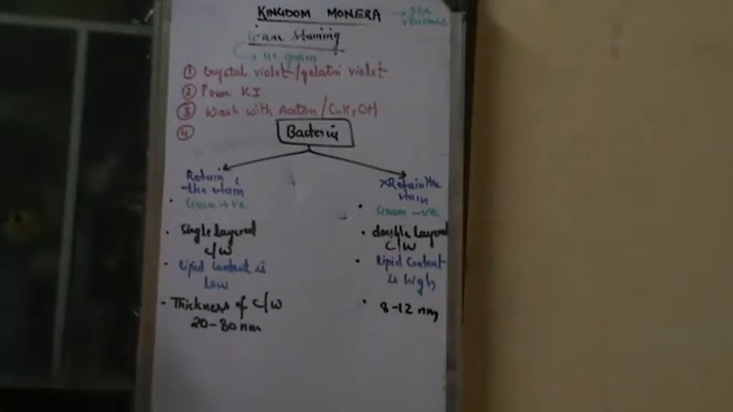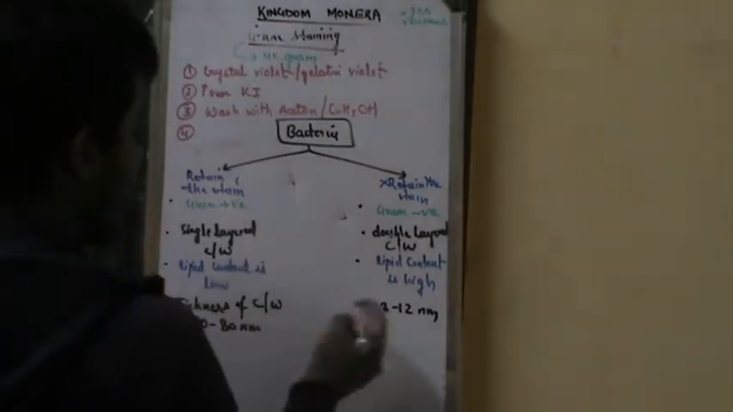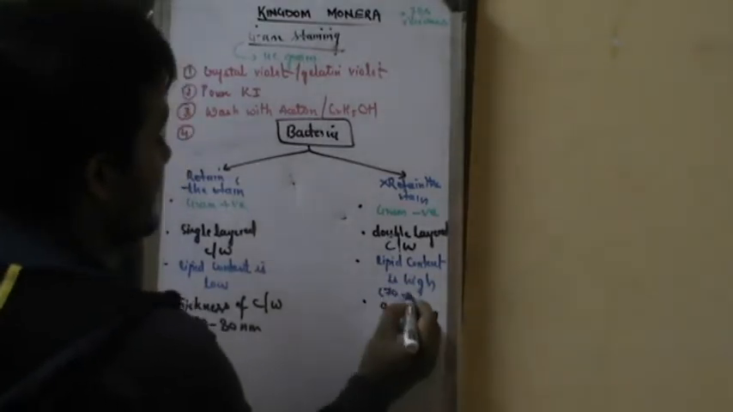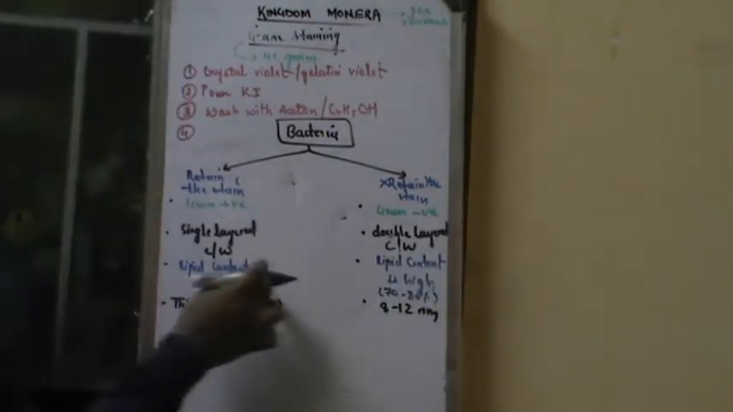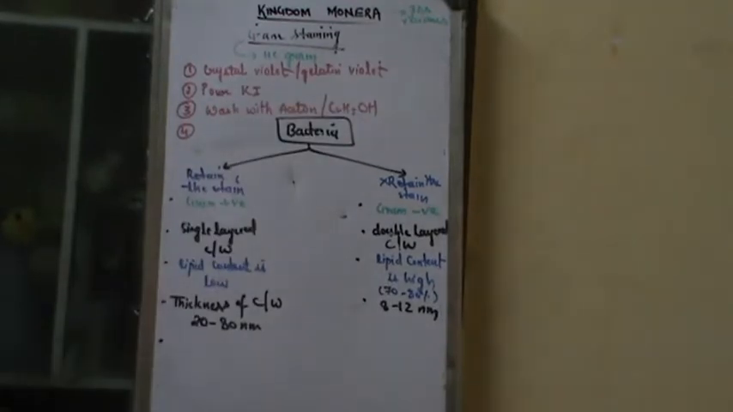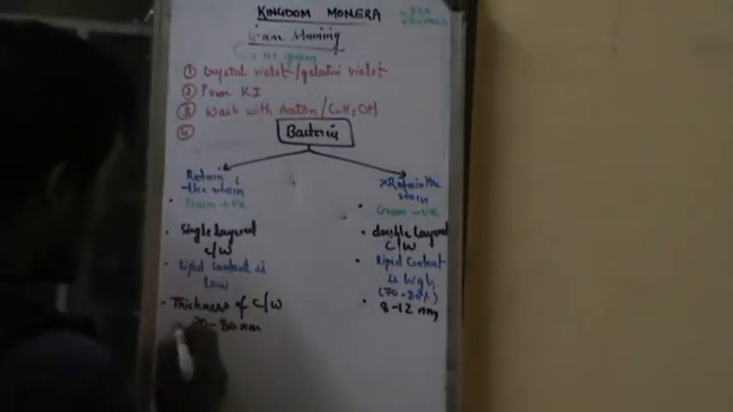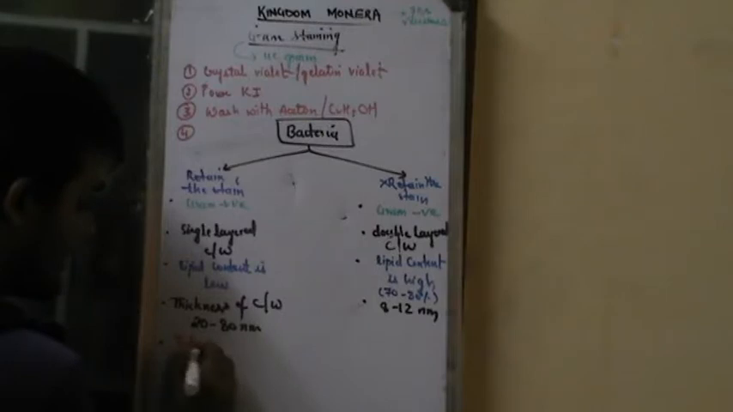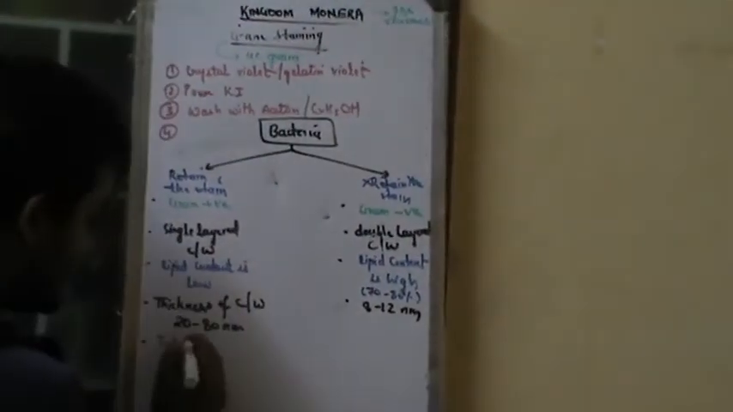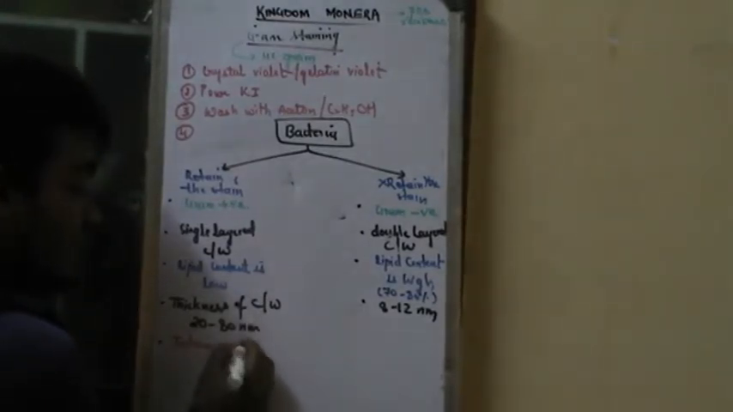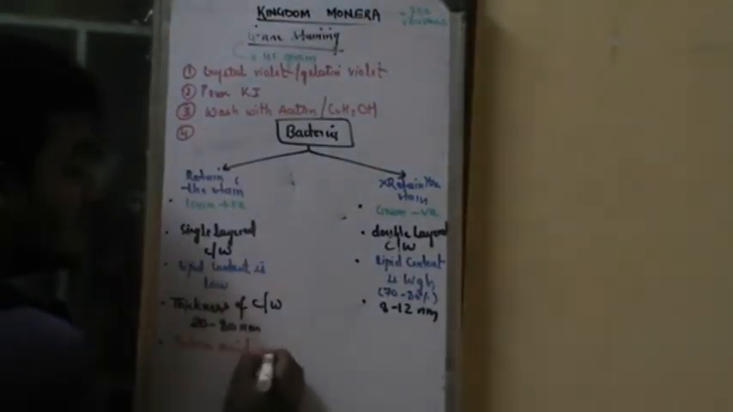After that, if you want to remember: lipid content is low here, and here lipid content is high, meaning 70 to 80% is going to be lipid, but here 70 to 80% is going to be glycogen. Then a very important question: teichoic acid. Teichoic acid, very important, is going to be present in the cell wall.